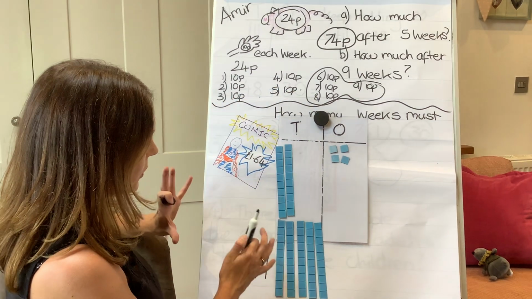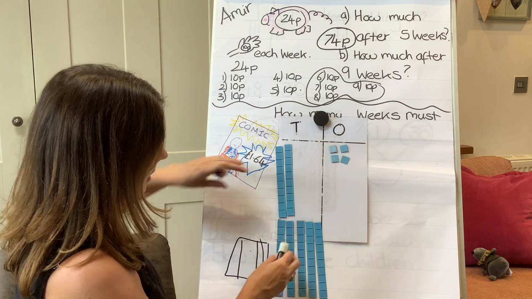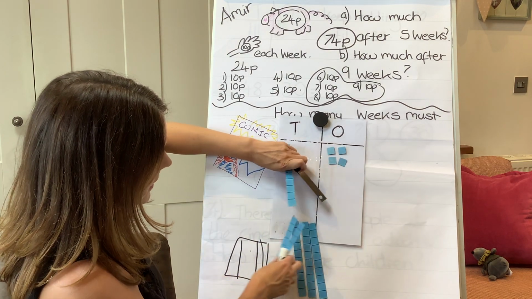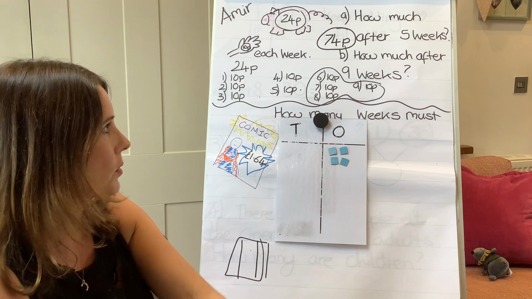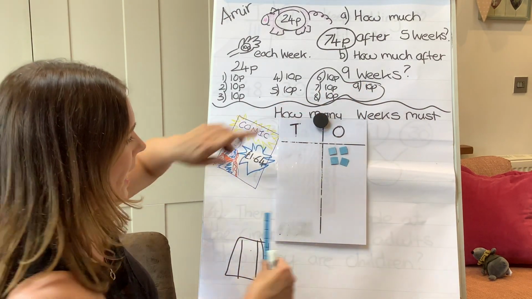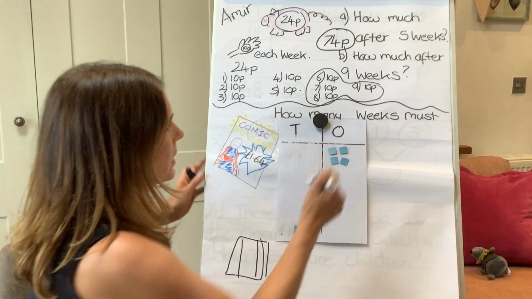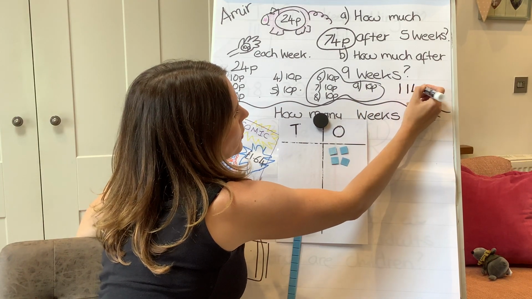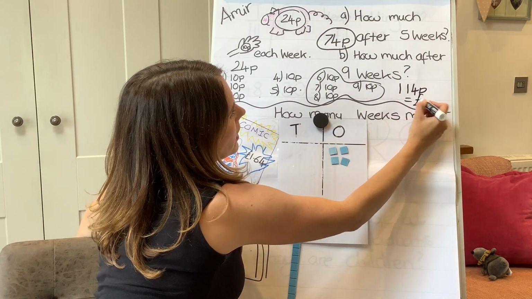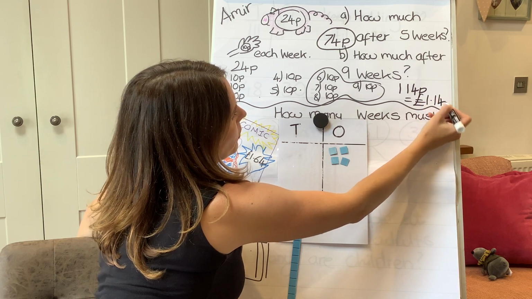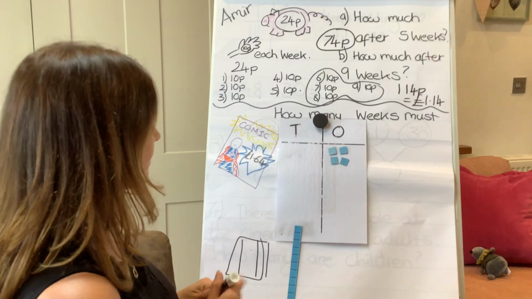So now we've got 100 over here. And we can get rid of those. So we've got 10 tens, which has made 100. We've got 104. Add another 10. And now we've got 110 and 4, which is 114 pence, which is equal to £1 and 14 pence as well.